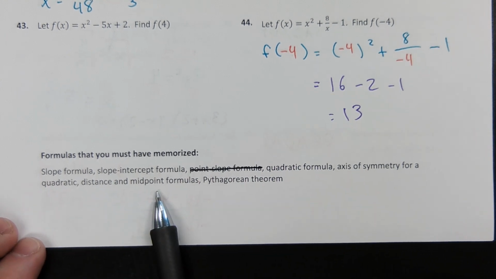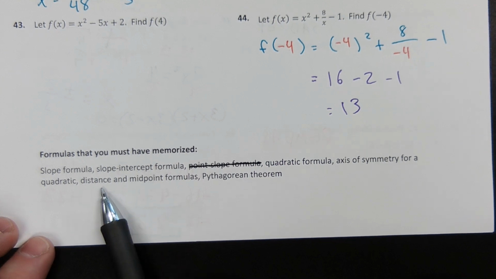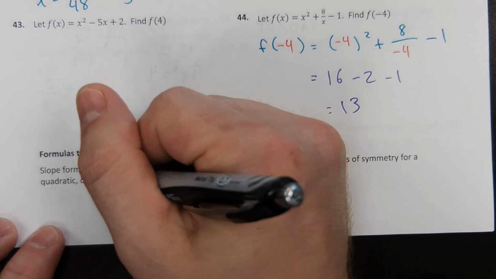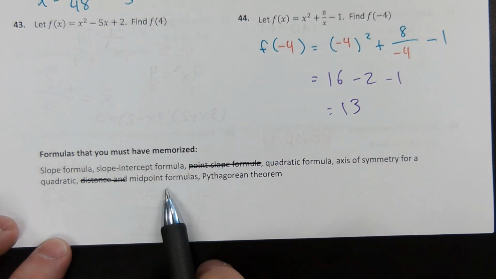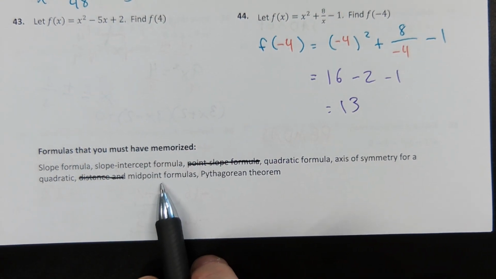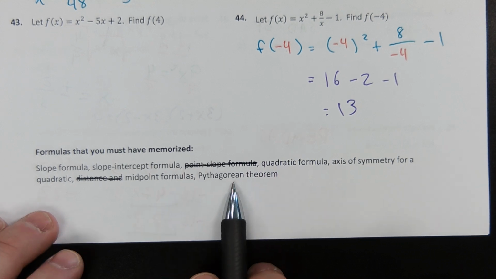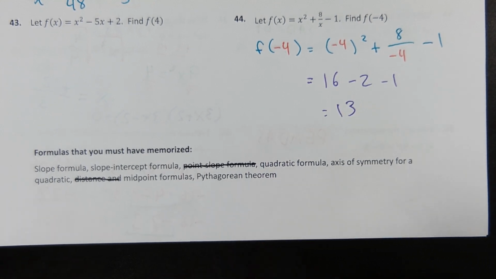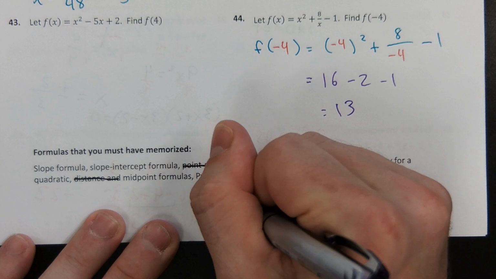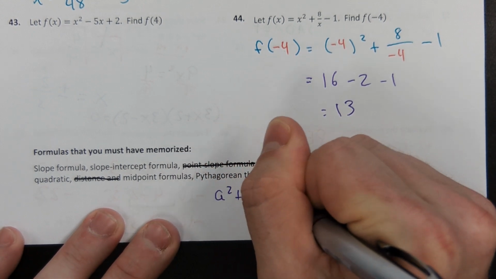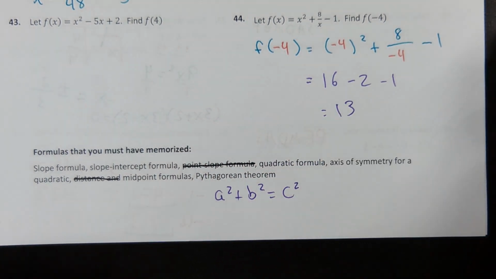Distance and midpoint. I don't even think there was any distance stuff in the review, so that must not be on the test. You know what? Don't even worry about it. Midpoint formula. We did that. It's literally average the x's, average of the y's. So easy. And Pythagorean theorem, I just throw that in there because you should know that a squared plus b squared equals c squared.